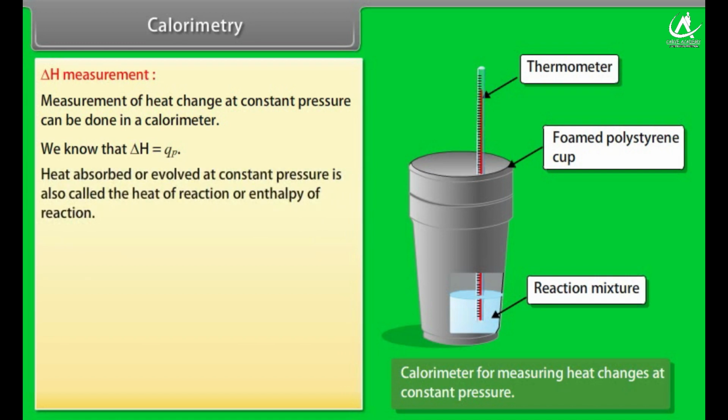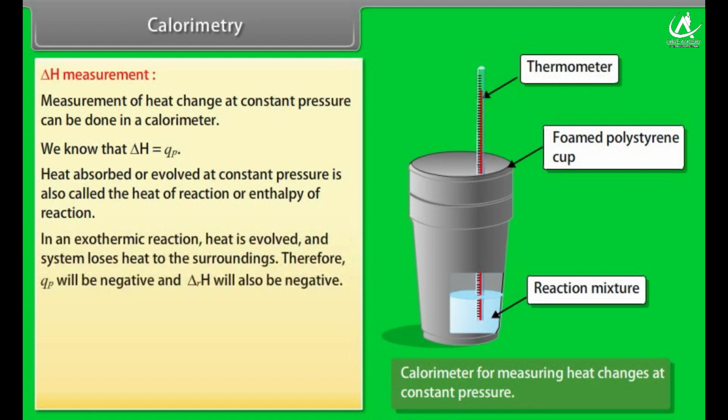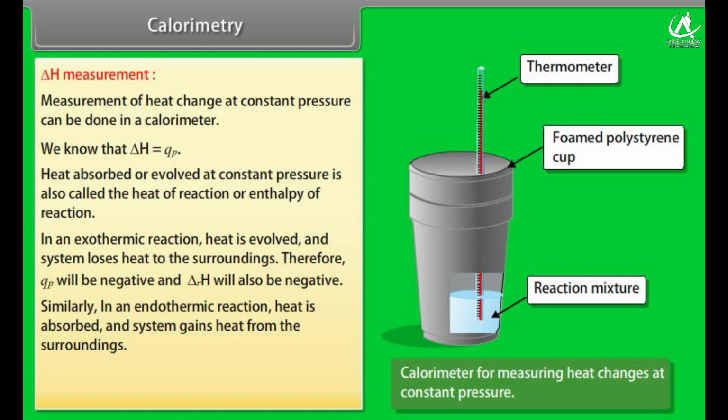Heat absorbed or evolved at constant pressure is also called the heat of reaction or enthalpy of reaction. In an exothermic reaction, heat is evolved and the system loses heat to the surroundings. Therefore, QP will be negative and delta RH will also be negative. Similarly, in an endothermic reaction, heat is absorbed and the system gains heat from the surroundings. Therefore, QP will be positive and delta RH will also be positive.